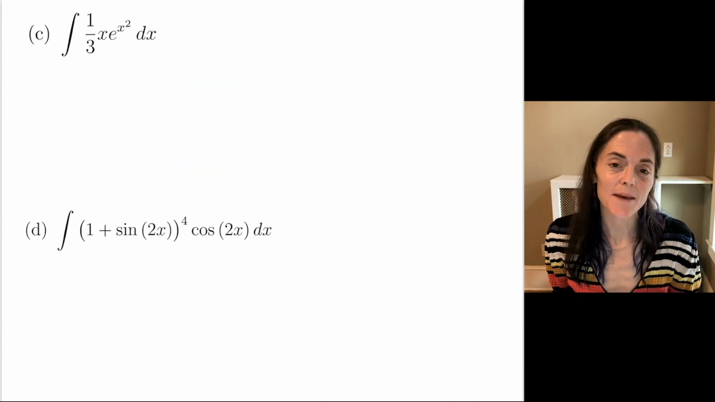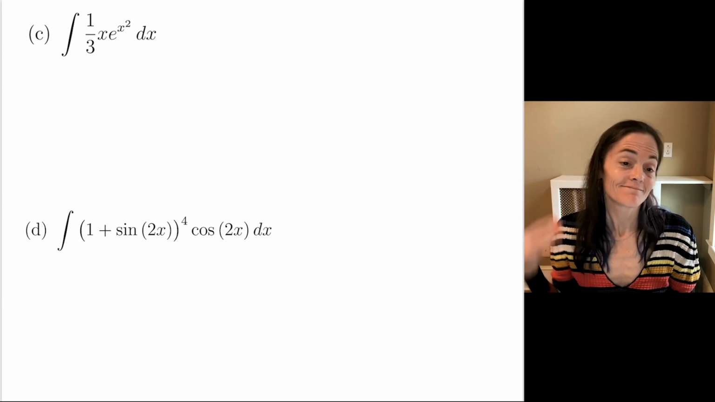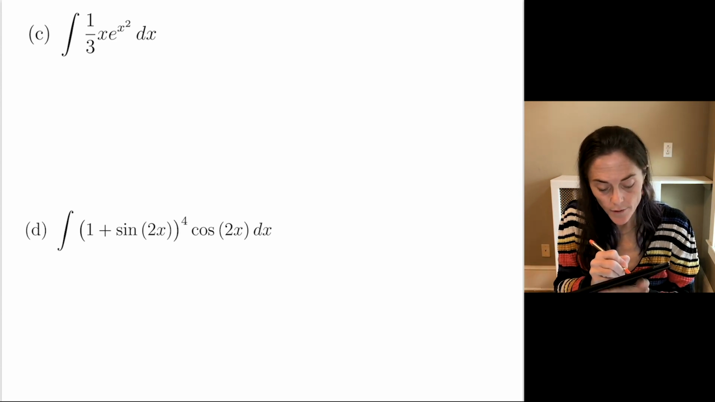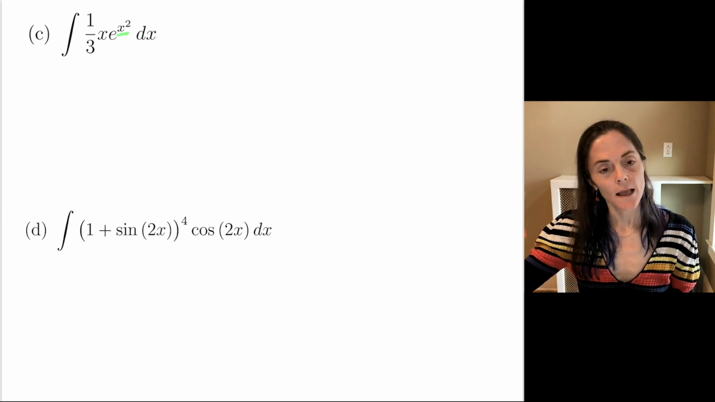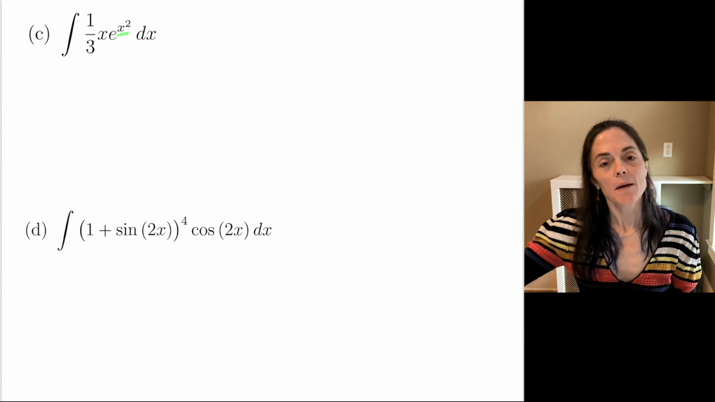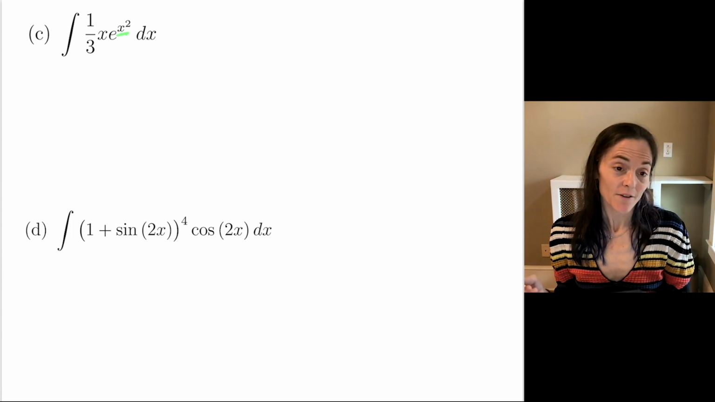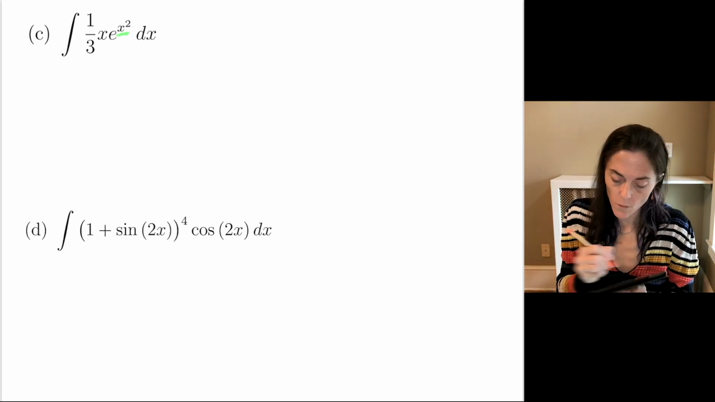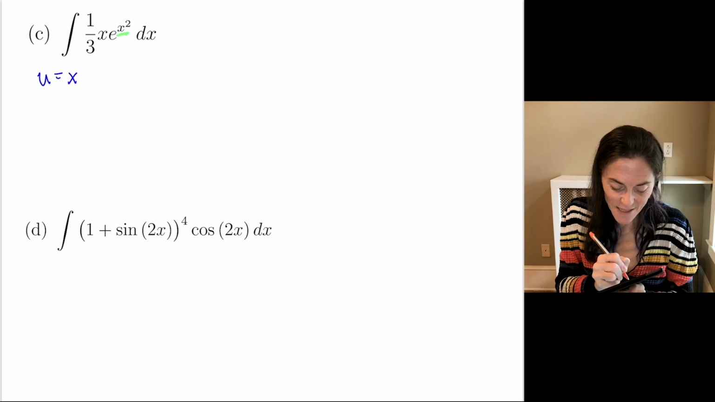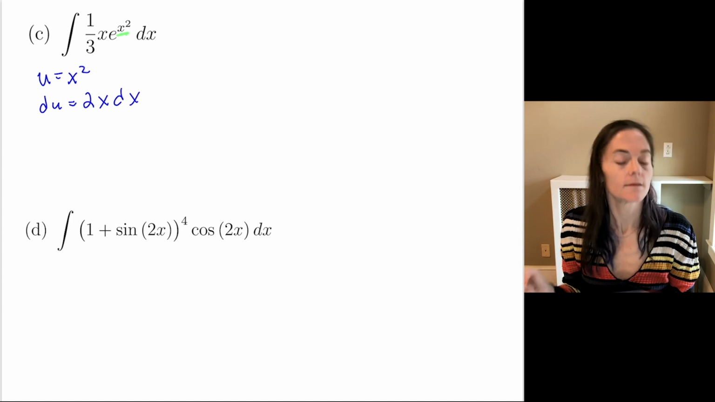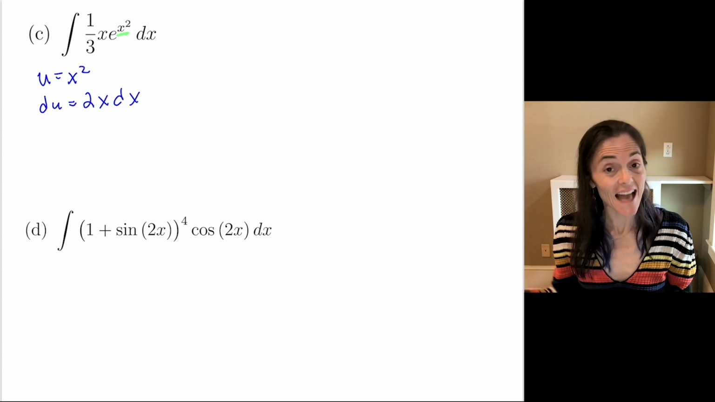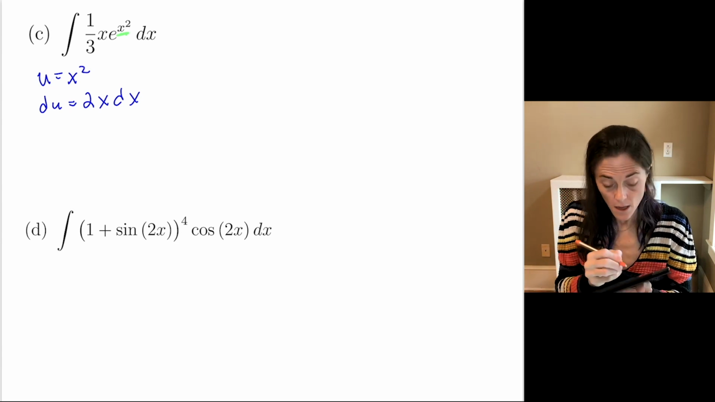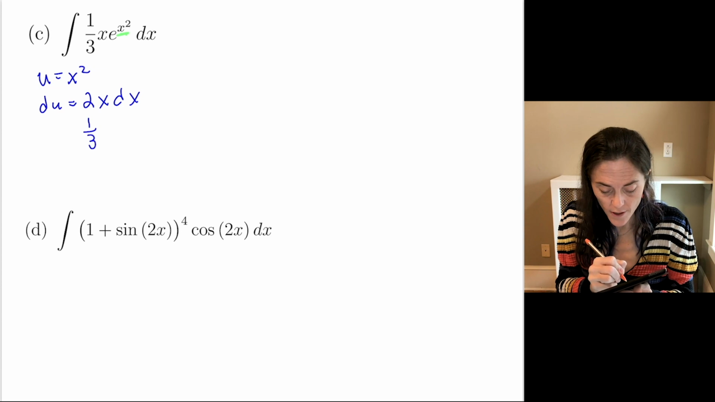Now we move into some integrals that do involve substitution, starting with letter C. Well, you notice here, up inside the exponent is something more than just an x. We have an x squared. Moreover, we have a multiple of its derivative in our integrand. So this is substitution, where u is what's up inside the exponent, and then du will be 2x dx. Now, handed to me in my integral is not 2x dx. I don't have exactly du, but what do I have? I have 1/3 x dx.